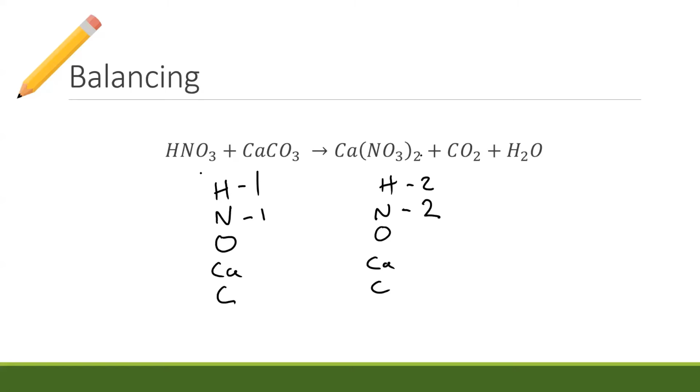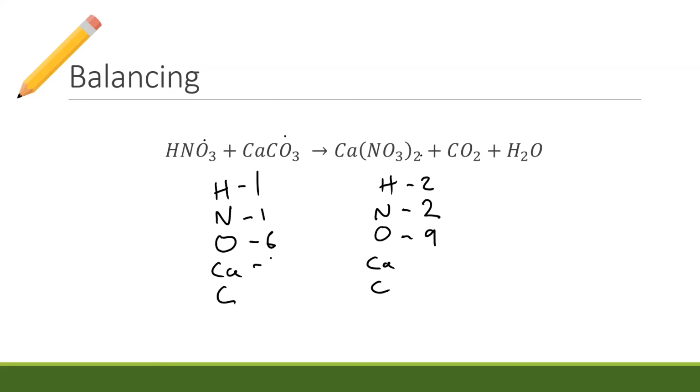How many oxygens on the left? 6. There are 6. There are 3 here and 3 here. That makes 6. What about on the right? How many oxygens are there on the right? There are 9. How many calciums are there on the left?